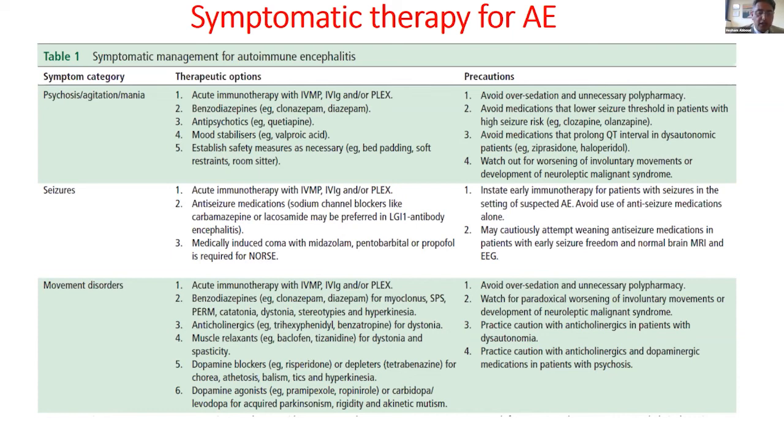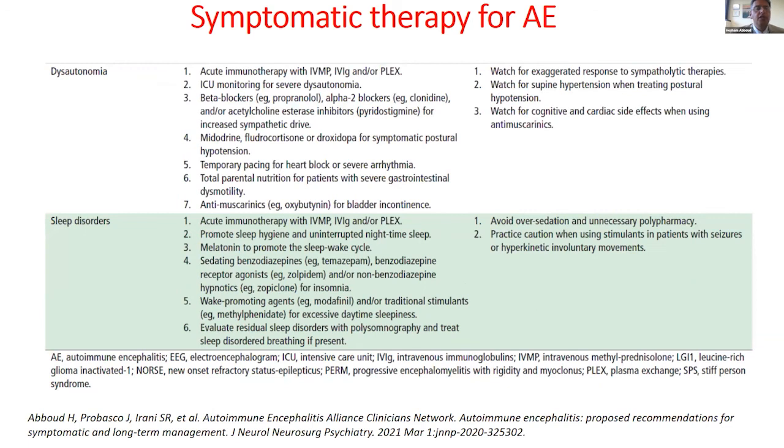If the patient is psychotic, probably using dopamine agonists is not a good idea. If you use a dopamine blocker for chorea, but the patient develops severe extrapyramidal symptoms or neuroleptic malignant syndrome, you want to stop that right away and institute treatment for NMS and so forth. Again, anticholinergics, be careful in dysautonomic patients.